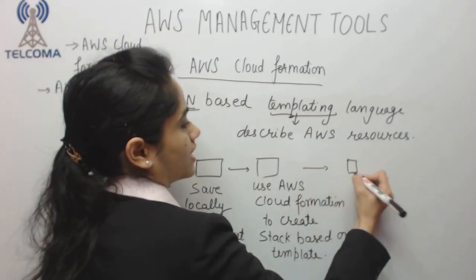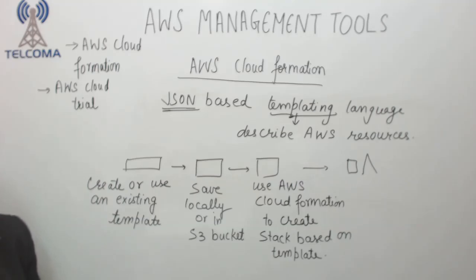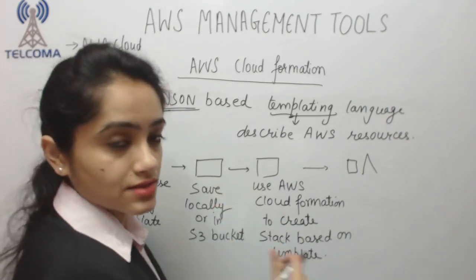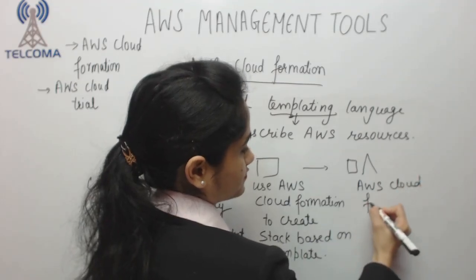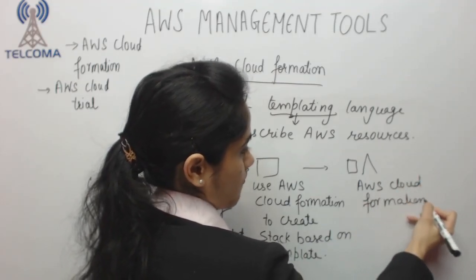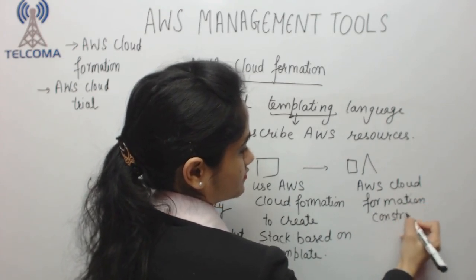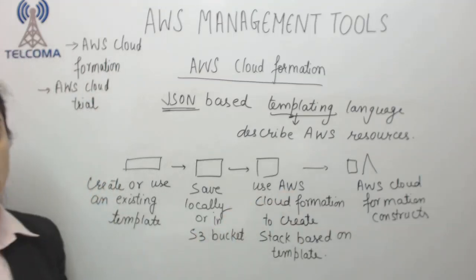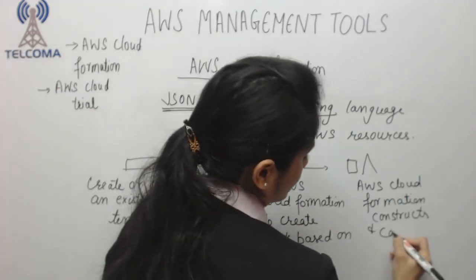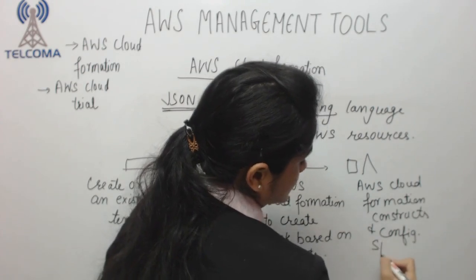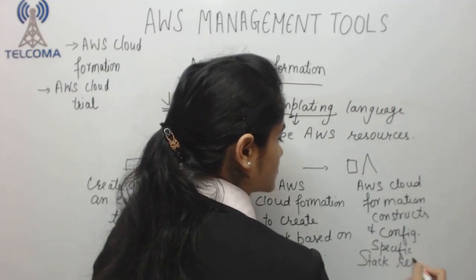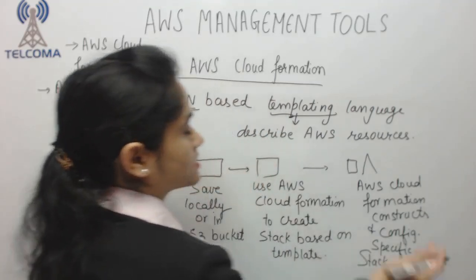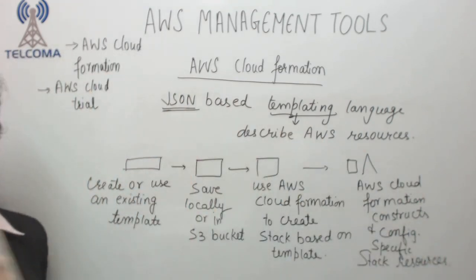Now, after that, we can have AWS CloudFormation, which constructs and configures specific stack resources. That means AWS CloudFormation constructs, that means it forms and configures specific stack resources. Now this is the function of AWS CloudFormation.